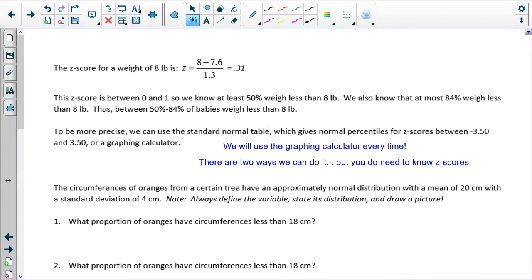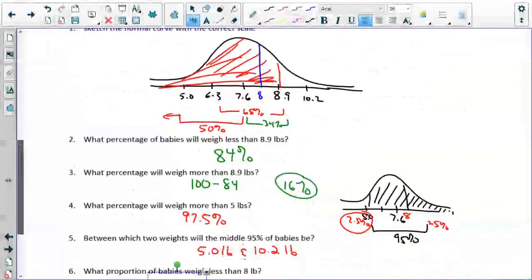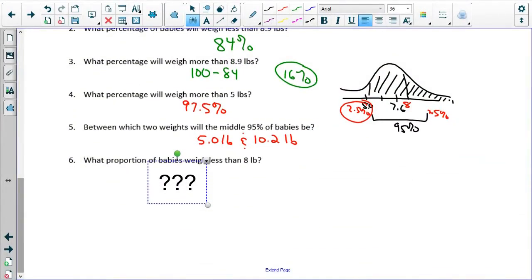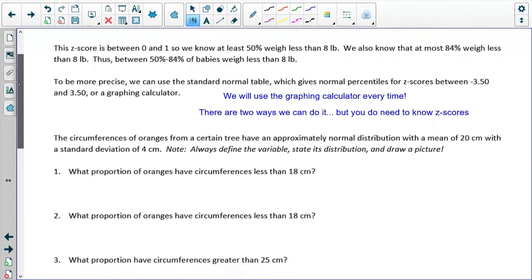So if I go back and answer this question, the proportion of babies, well, we're actually in proportion. So 0.6208 or 0.621 or so, 62% of babies are less than 8 pounds.